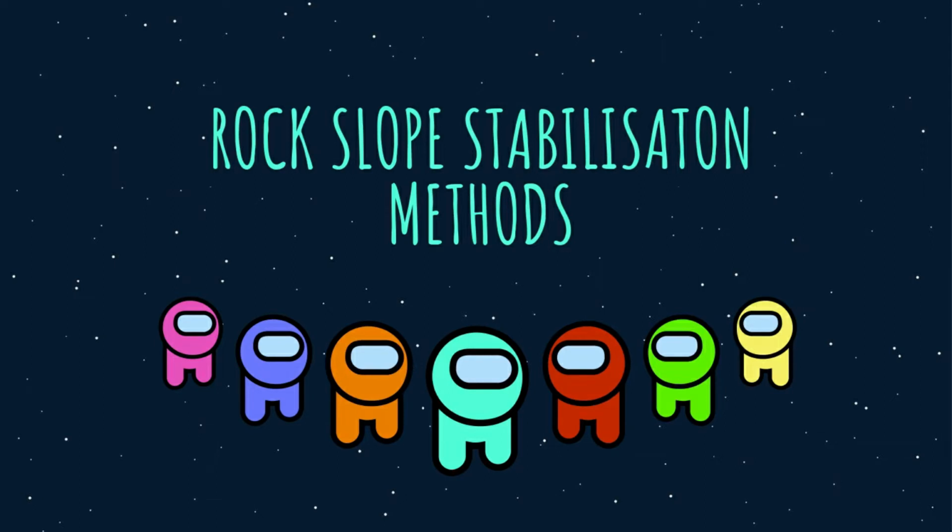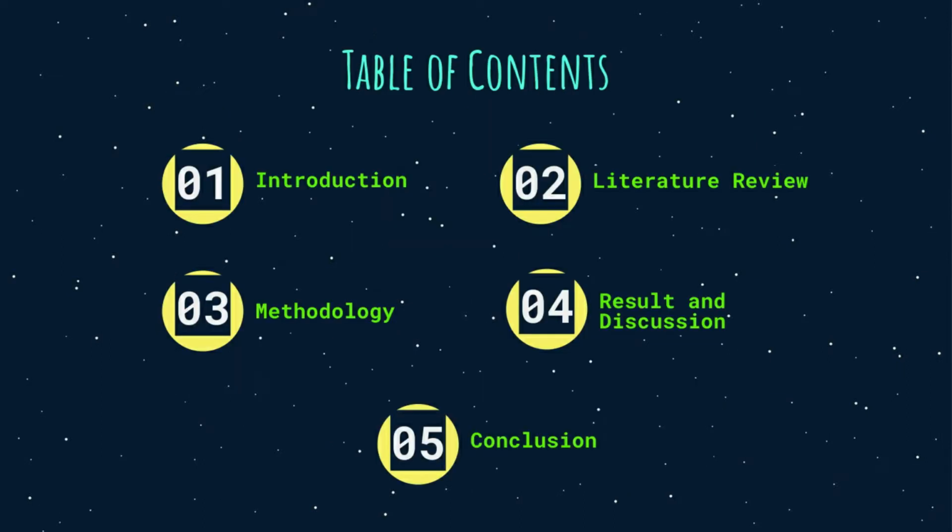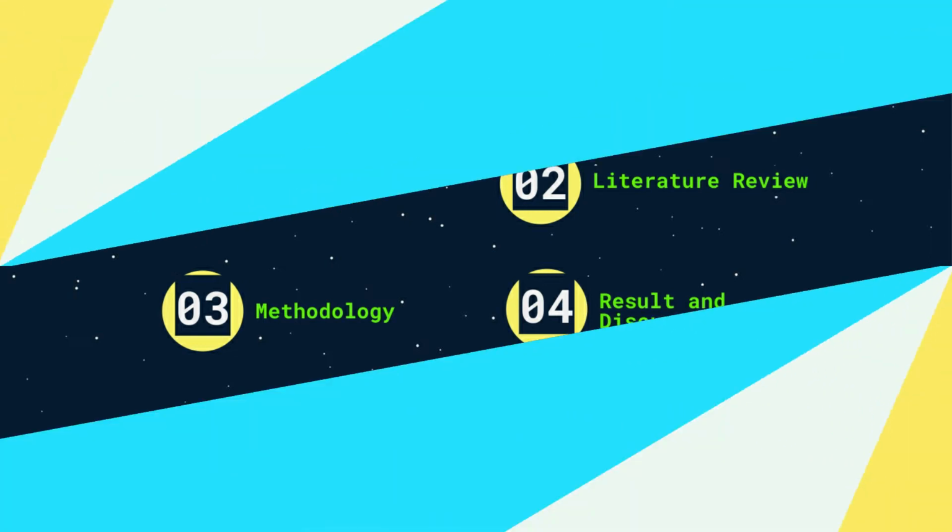Our project name is Rock Slope Stabilization Method. Okay, let's move on to the next slide. This is the table of contents that consists of 5 components in our presentation.